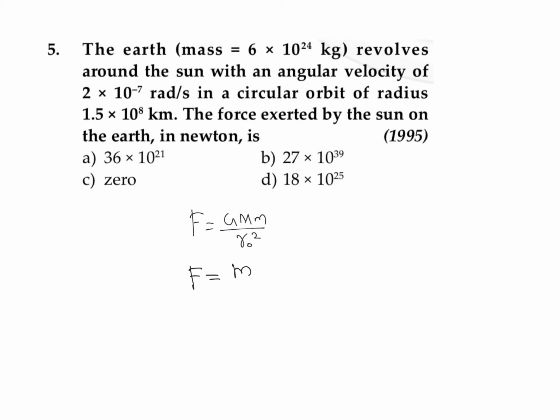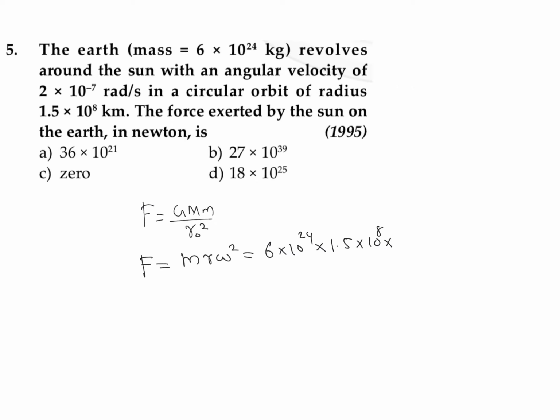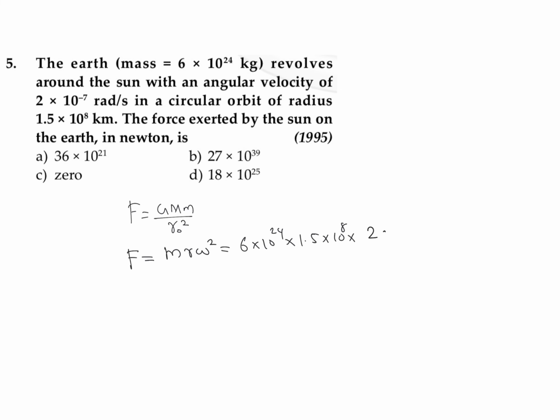So we can use the equation m r ω². The mass of the earth is 6 × 10^24 and the radius is 1.5 × 10^8, and the value of omega is 2 × 10^-7, and we should take omega squared. So we can write 6 × 10^24 × 1.5, which we can take as 3/2, × 10^8 × 2², which we can take as 4 × 10^-7.